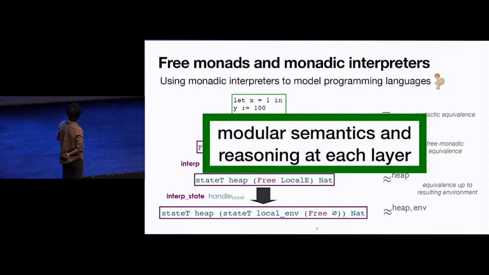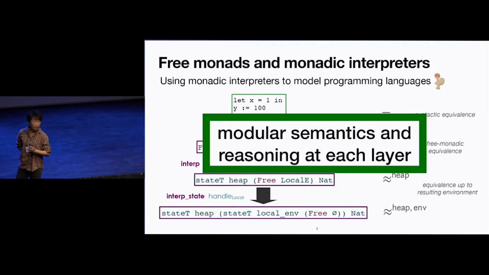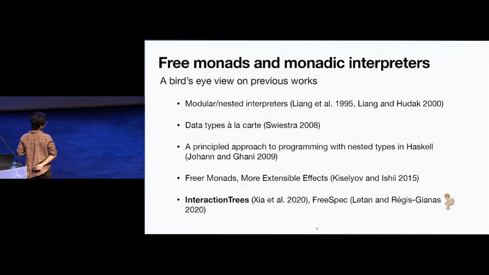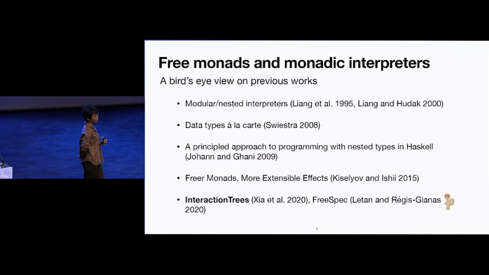Right. So the goal of this paper is how to actually bring modular reasoning and semantics for such layered monadic interpreters. So just to situate this work, I'm going to give you a bird's eye view on all the related works. This has been built upon a rich tradition of nested interpreters since the 90s, where people have used nested interpreters to give a solution to the expression problem in very popular programming languages such as Haskell. Nested types are very useful. And free monads allow us to use free monads in a total type theory such as Coq.